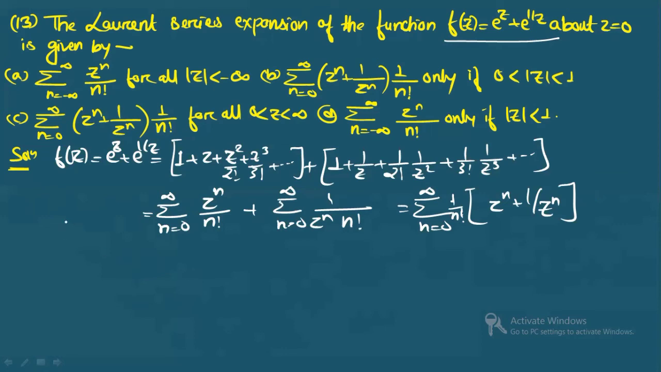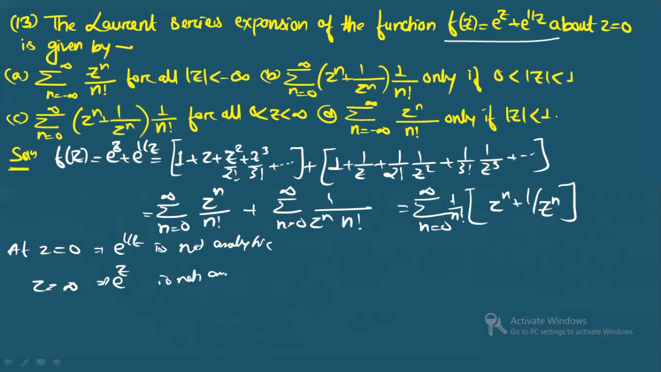Clear? Now you see when you put z equals to 0 and z equals to infinity, at z equals to 0, e to the power 1 by z is not analytic. Similarly, if you put z equals to infinity, e to the power z is not analytic. That means mod of z is greater than 0 but less than infinity, because at z equals to 0, e to the power 1 by z is not analytic, and at z equals to infinity, e to the power z is not analytic.